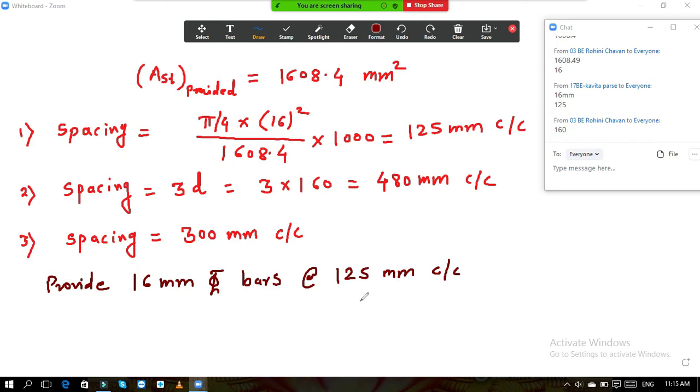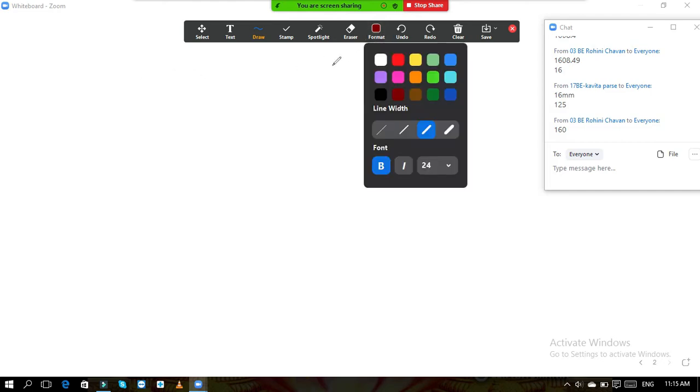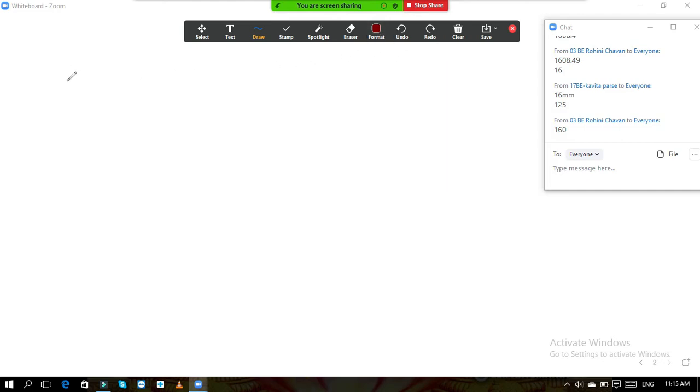Now after the calculation of main steel, we will move further for distribution steel. Now next is the distribution steel. This distribution steel is also called minimum steel. It is also called shrinkage steel. It is also called temperature steel. Okay, so the distribution steel we can calculate now.